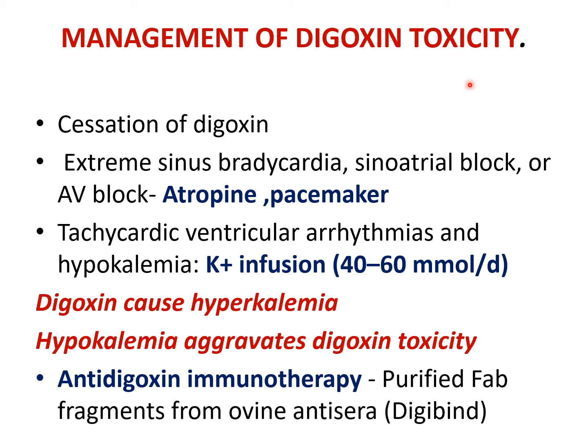And you have anti-digoxin immunotherapy by giving purified Fab fragments from ovine antisera, which we call digibind. So these are the drugs which we use to manage digoxin toxicity. Since hypokalemia aggravates digoxin toxicity, it can be treated by giving potassium infusion.